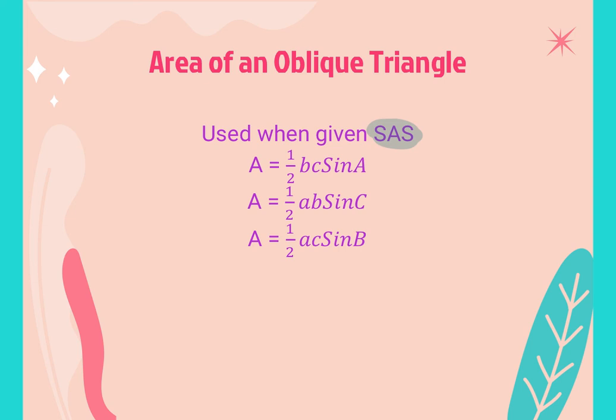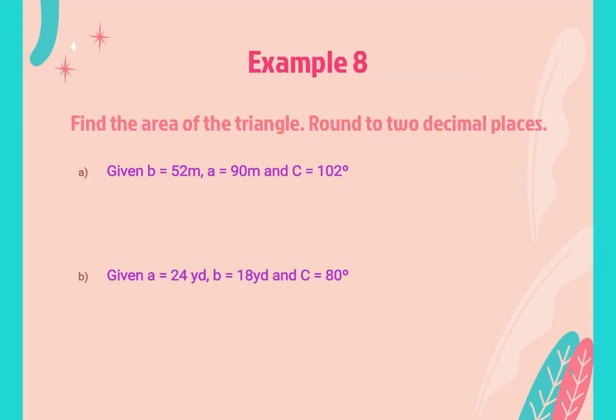1/2, the product of the two sides, times the sine of the included angle. So if you're given sides B, C, and then angle A, you would use the first one. If you're given sides A, B, and the angle C, you'd use the second one. If you're given sides A, C and angle B, then you use the third one. So it's 1/2 the product of the sides times the sine of the angle. And it looks like this.